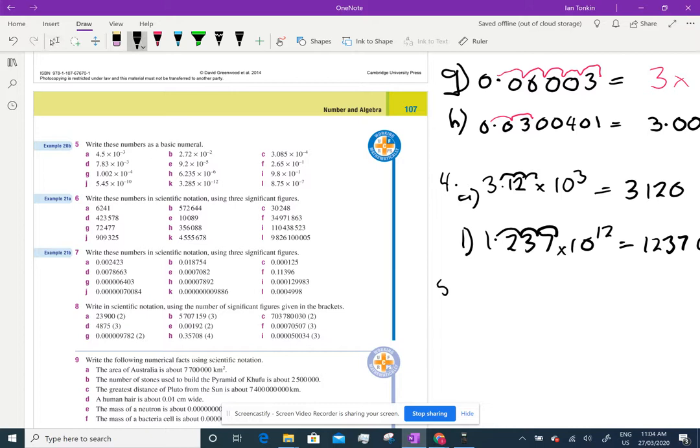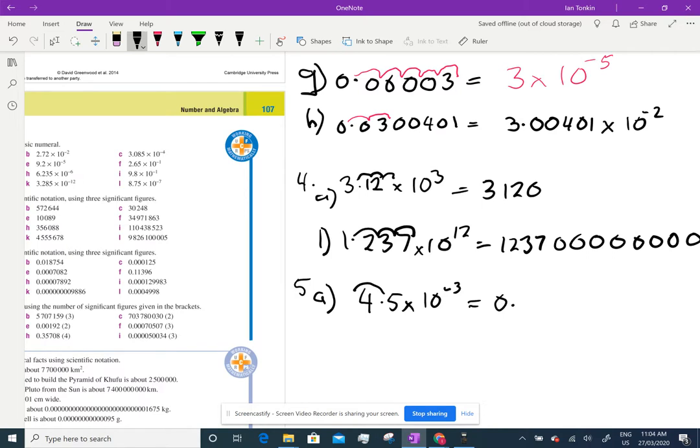Let's have a look at 5. I'll do the first one, 5a. 4.5 times 10 to the power of negative 3. There's a nice trick for this. I'm going to go 1 and then another 2 spots. So 0. Now I said another 2 spots, so 2 zeros, 4, 5. Now here's a really nifty thing. This number just tells you how many zeros as long as you put a 0 before the decimal point. If you remember that, you're sweet. You'll never get any of these wrong.